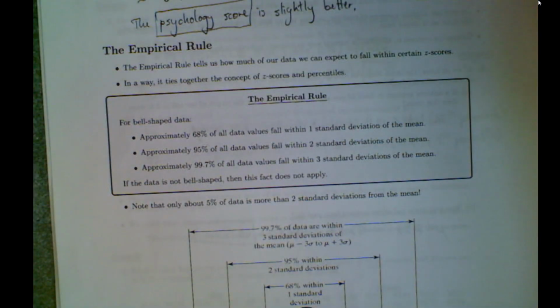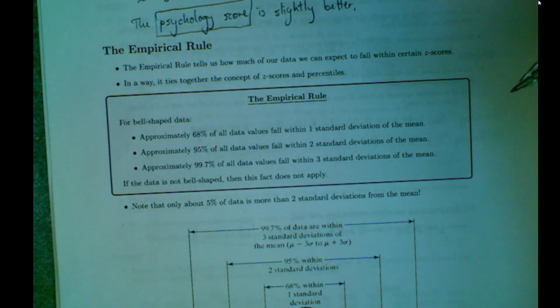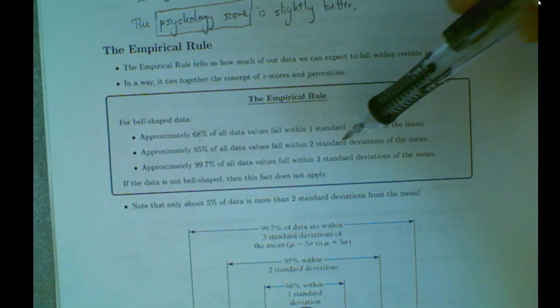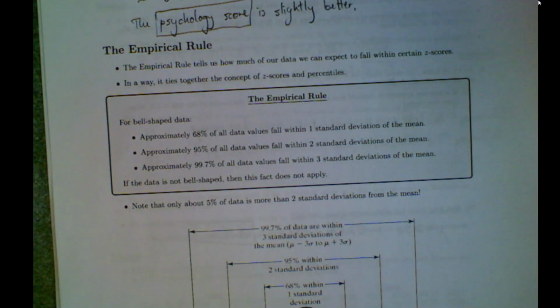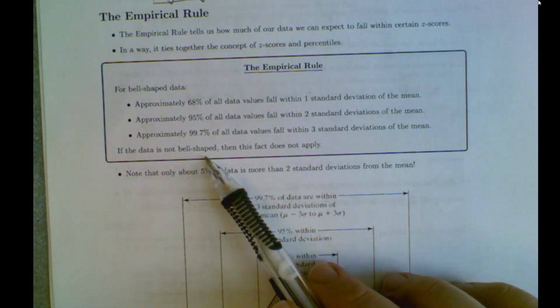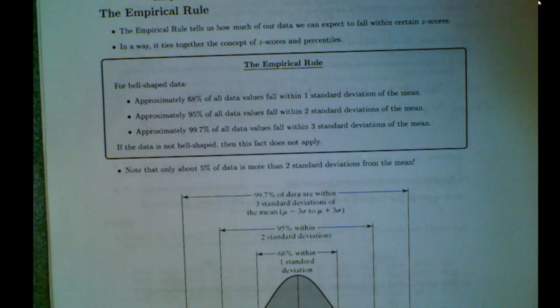95% is almost all of the data, right? So if an individual is more than two standard deviations from the mean, that individual is pretty unusual. Okay. And then finally, 99.7% of all data values are going to fall within three standard deviations of the mean. So they're going to be within three z-scores of the mean. Now this fact only applies to bell-shaped data. If the data are not bell-shaped, then you shouldn't use this general rule of thumb. Here's a picture that shows the empirical rule visually.